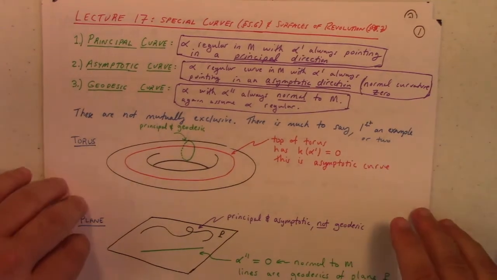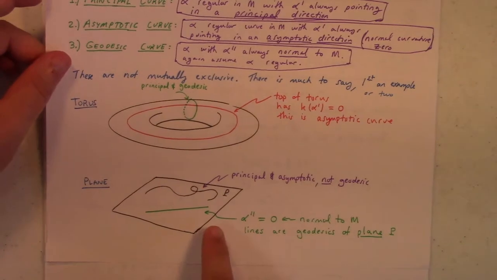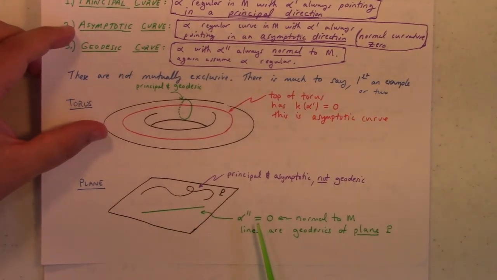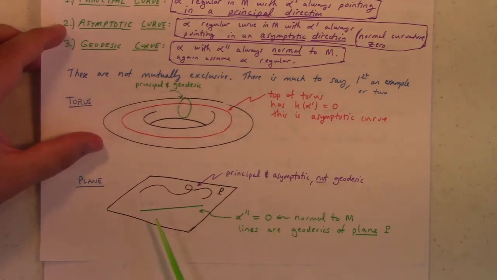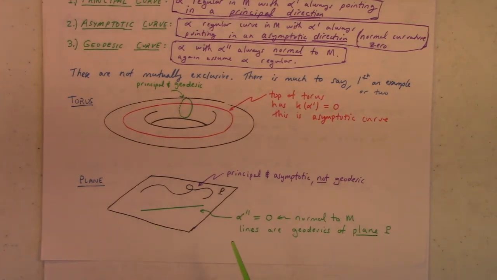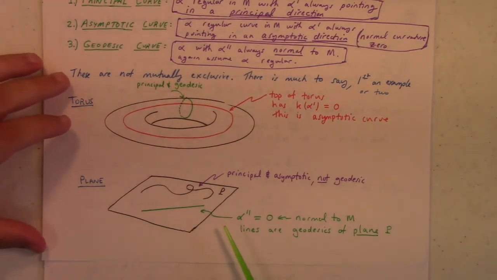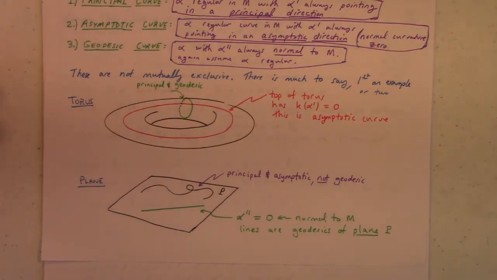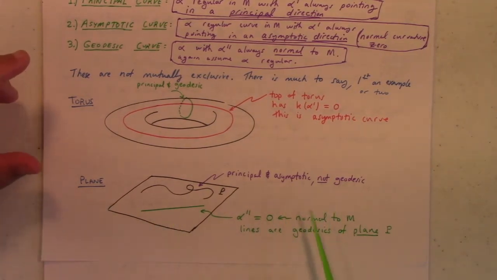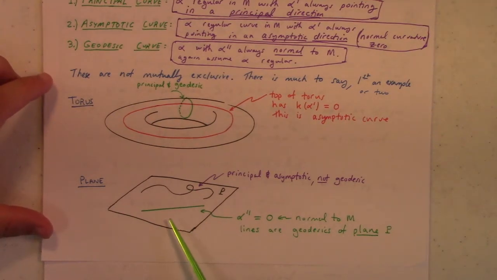Silly examples aside, of course the plane has a lot to offer too. In the plane, the curves that have acceleration zero, well, zero of course is normal to M, because zero is perpendicular to everything. So if you can find a curve in your surface which has zero acceleration, then that curve will automatically be a geodesic. In other words, if your surface has a line in it, that line is going to be geodesic. This comment about geodesics is sensitive to parameterization, right? If I take a line and give it some kind of speed up, slow down parameterization, then that could get me into trouble. But I'm assuming that the line has a constant speed parameterization, all right?